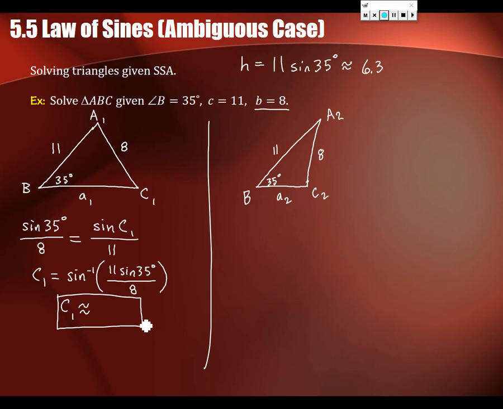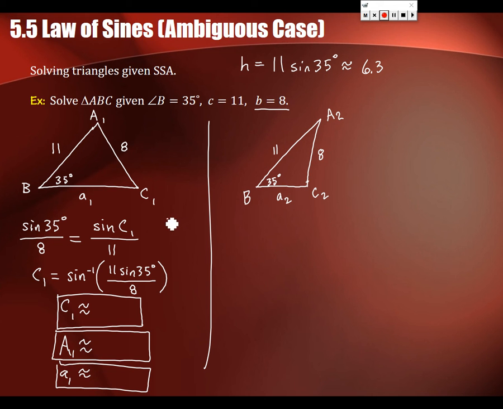Once you get C1, are you kind of home free on this triangle? Because then you can get A1 pretty quickly, can't you? By subtracting from 180 the other two angles that you now know. And from that, then, can you finally get a1? So that would be the order that you'll get those in.